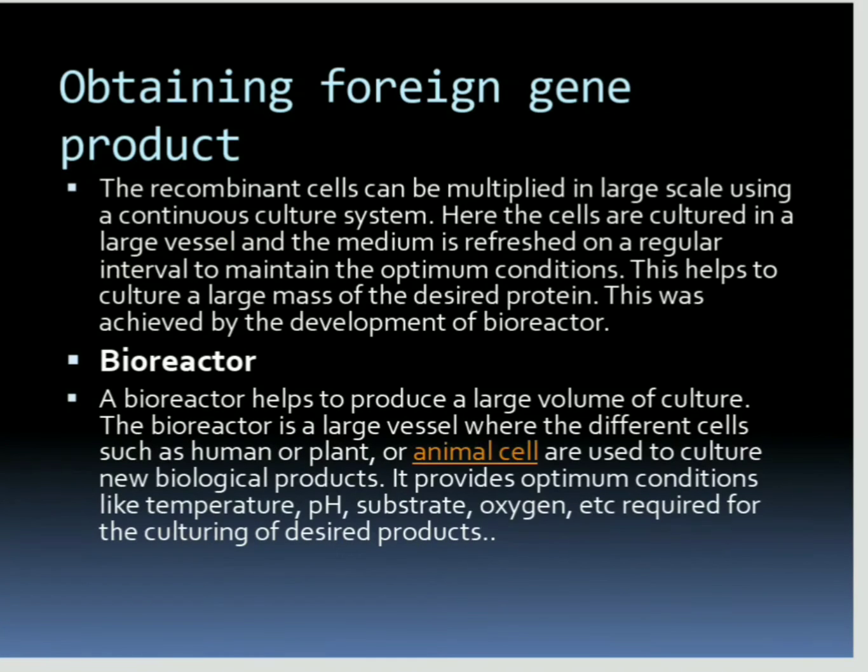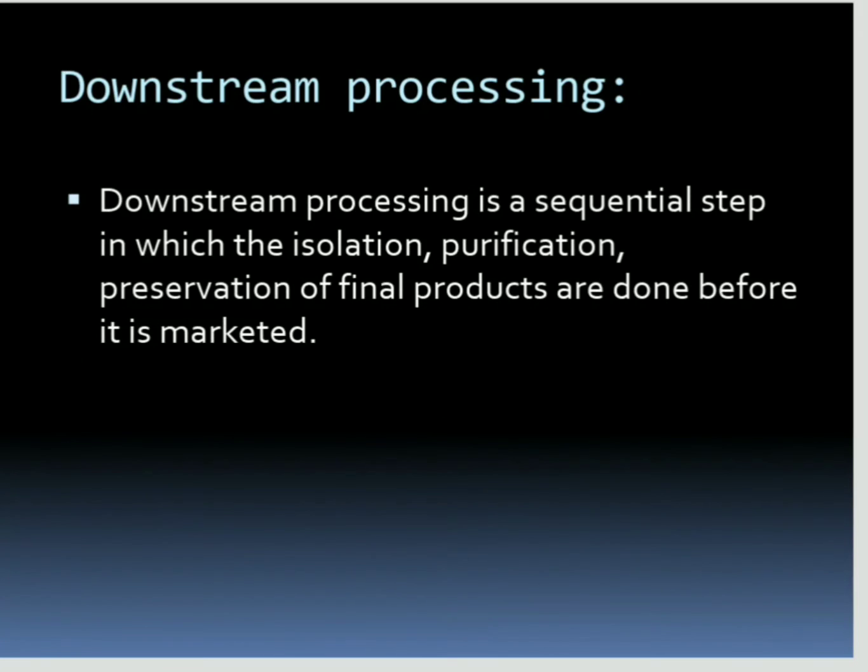The recombinant cells can be multiplied on a large scale using a continuous culture system. The cells are cultured in a large vessel and the medium is refreshed at regular intervals to maintain the optimum conditions. This helps to culture a large mass of the desired protein. This is achieved by bioreactors, so we can produce a large volume of culture. The bioreactor is a large vessel where different cells such as human, plant or animal cells are used to culture new biological products.